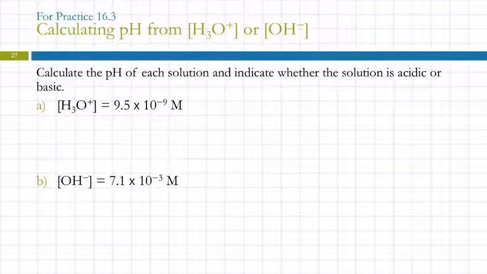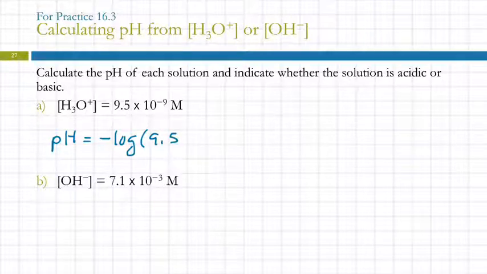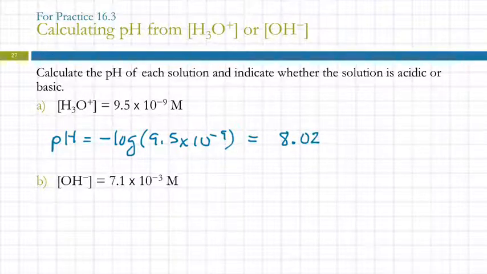So here we're asked to calculate the pH of each solution and indicate whether it's acidic or basic. The first one, we're given the hydronium ion concentration. So pH is negative log of 9.5 times 10 to the minus 9. This is going to be 8 something. 8 point what? 02. So 8.02. Our concentration had 2 sig figs, so we want 2 decimal places in our pH.